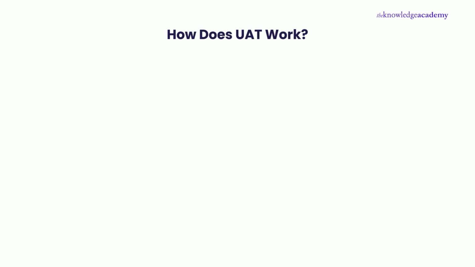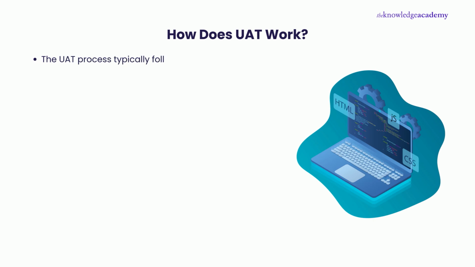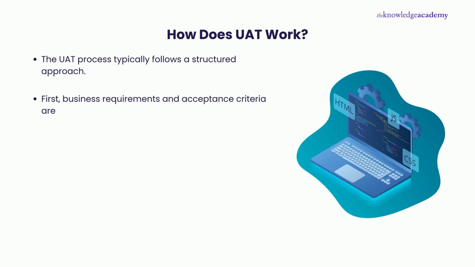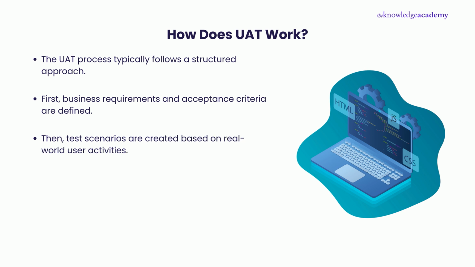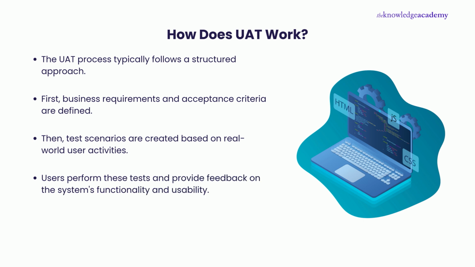How does UAT work? The UAT process typically follows a structured approach. First, business requirements and acceptance criteria are defined. Then, test scenarios are created based on real-world user activities. Users perform these tests and provide feedback on the system's functionality and usability. Any issues identified are corrected before the final approval is given. Once stakeholders are satisfied, the software is approved for release.